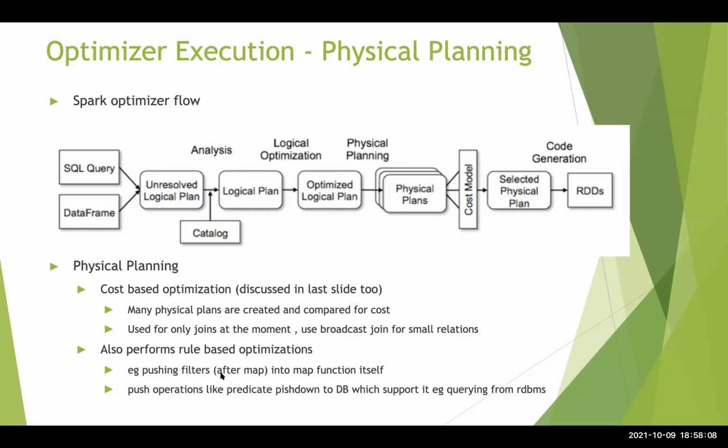One unique example is pushing filter. Let's say you have in your data frame, you are saying data frame dot map then dot filter. So it will figure out that you have dot map and then dot filter after that. So why not apply that filter inside the map function itself? Because whatever you are filtering on, that column is available in the map also.